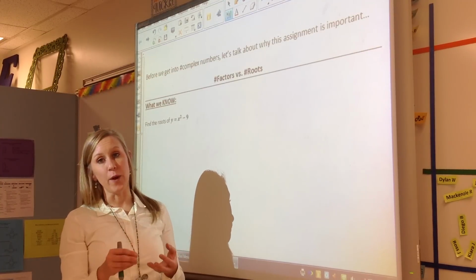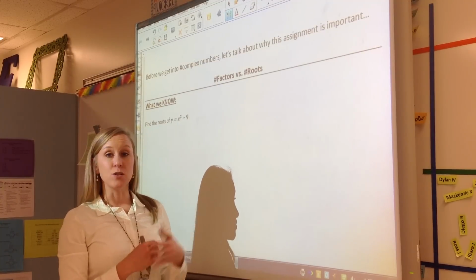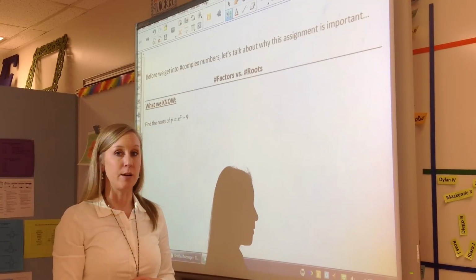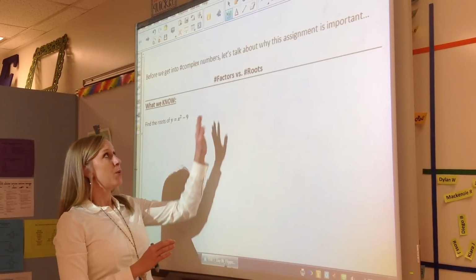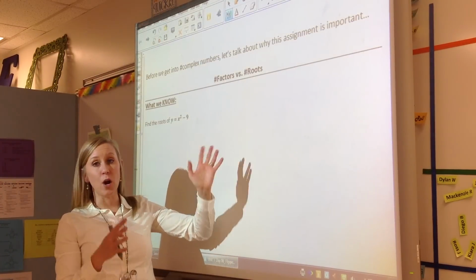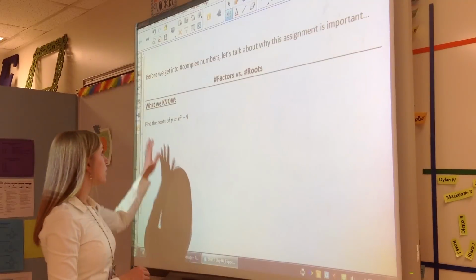There is, in fact, a way to factor sum of squares, and it has to do with complex or imaginary numbers, as they're called. So let's go back a couple steps first. We're going to start with some things that we know and what we need to know about factors versus roots. Okay, so here's what we know.